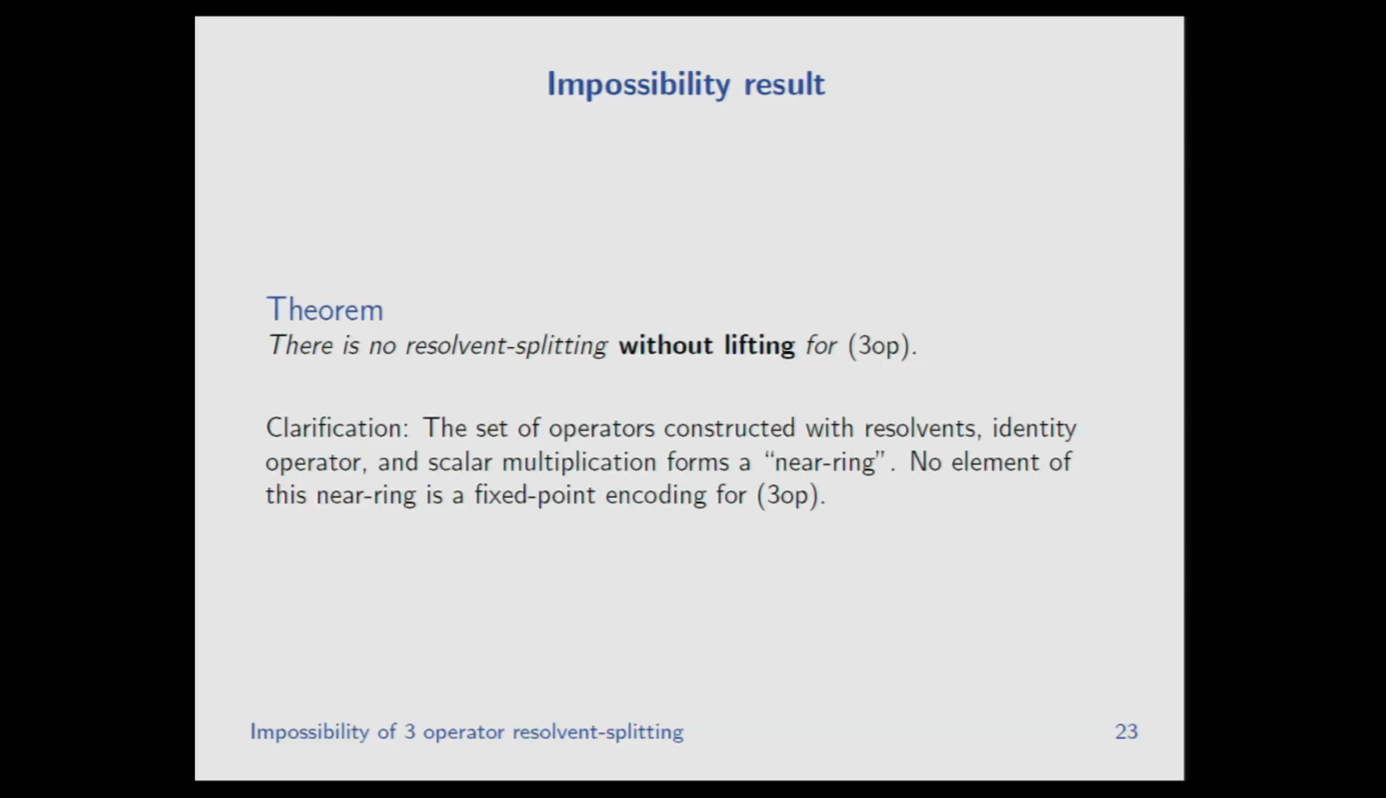To put it differently, the set of operators constructed with resolvents, identity mapping, and scalar multiplication forms, I guess, a near ring. And no element of this near ring is a fixed point encoding for the 3-operator problem. I've heard that for some people, this explanation seems to be more clear. I don't know. So what's a near ring? A near ring is like a ring, except that it is right distributive but not left distributive, because the functions are not linear, so the distributivity property doesn't hold.